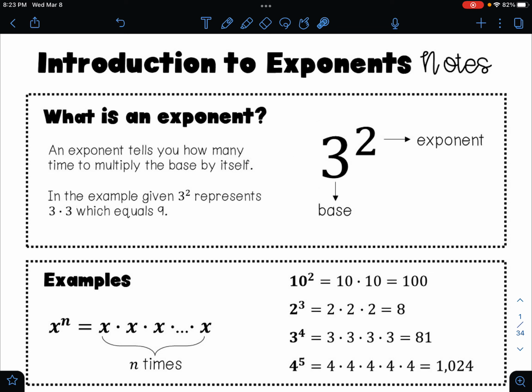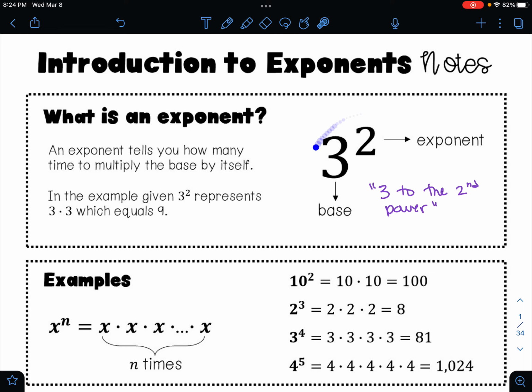We could read this as 3 to the second power, or we could read it as 3 squared. Squared is just another name for an exponent of 2. You might even hear it read as 3 raised to the second power, or 3 with an exponent of 2. In this example, 3 raised to the second power represents 3 times 3, which equals 9.